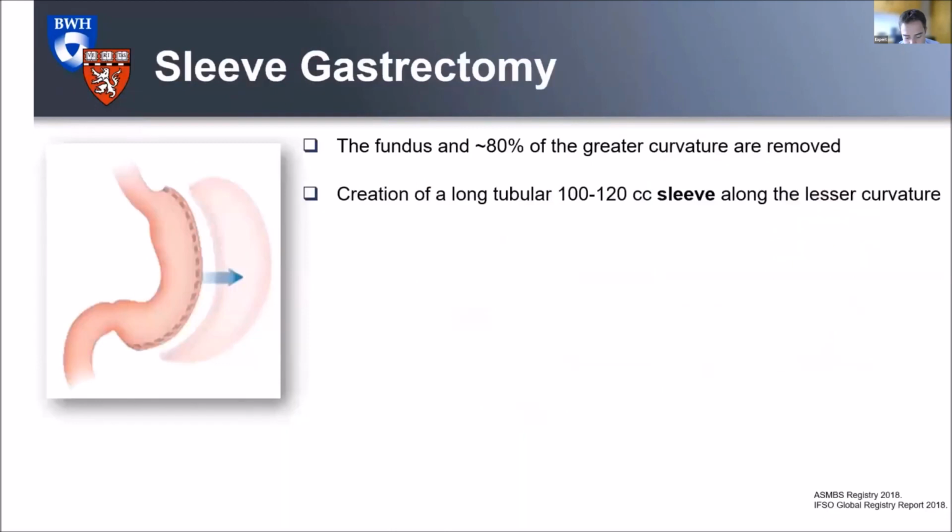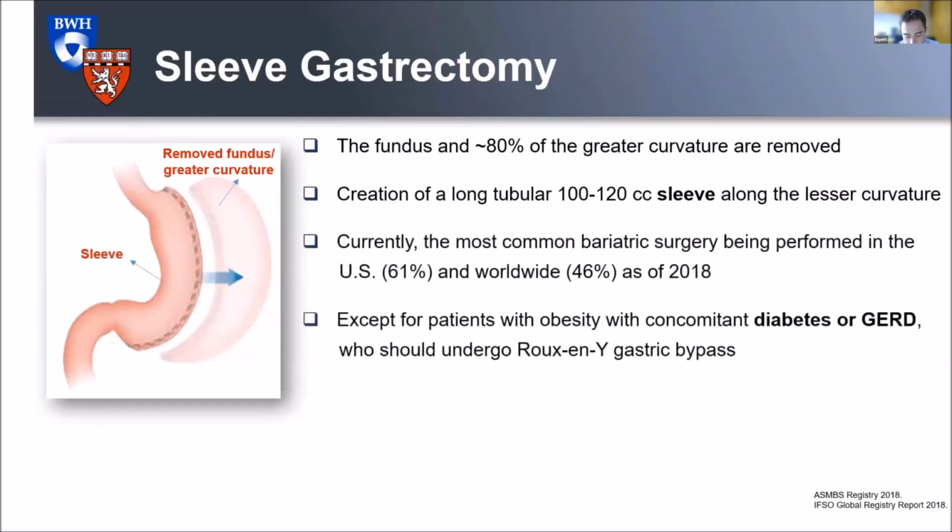Now sleeve gastrectomy. The surgery involves resecting and removing the fundus and 80% of the greater curvature. This leaves the patient with a long tubular 100 cc sleeve along the lesser curvature. Currently, this is the most common bariatric surgery being performed in the US and worldwide, except for patients with obesity and concomitant diabetes or GERD, who should undergo Roux-en-Y gastric bypass.